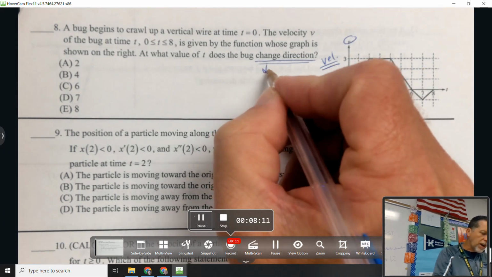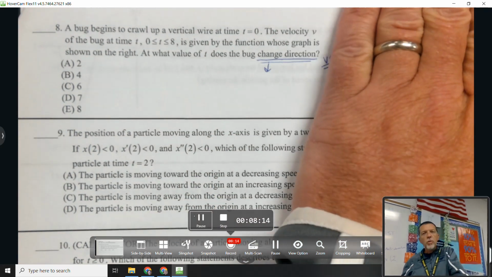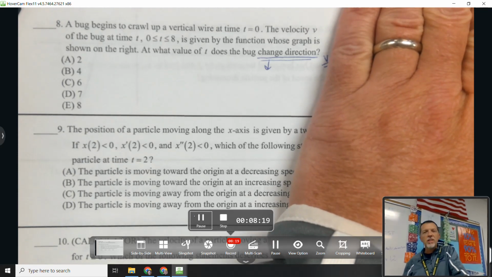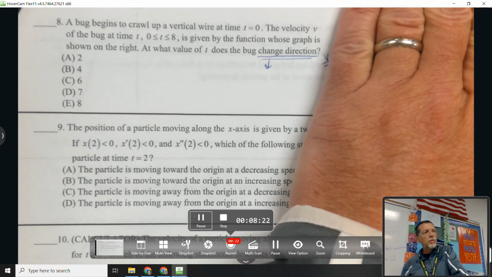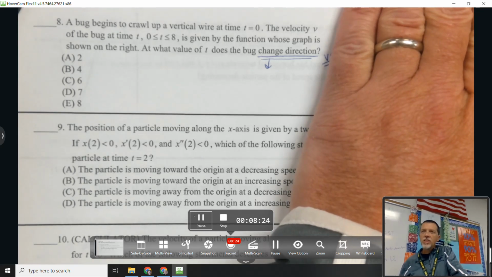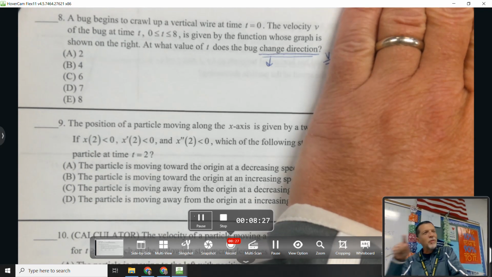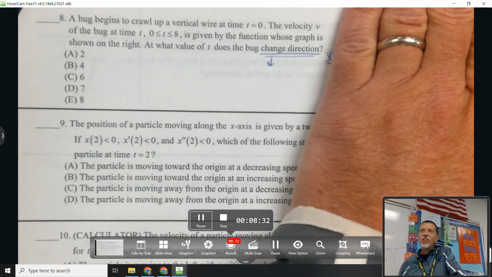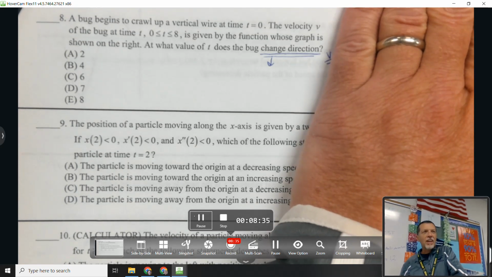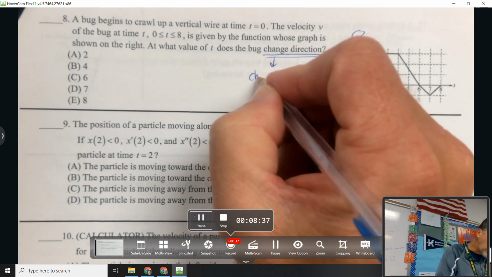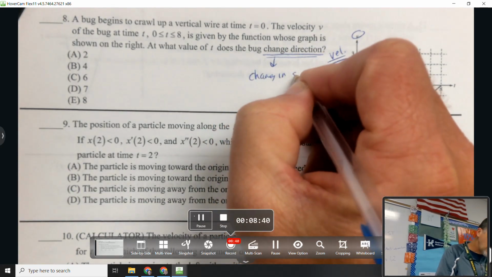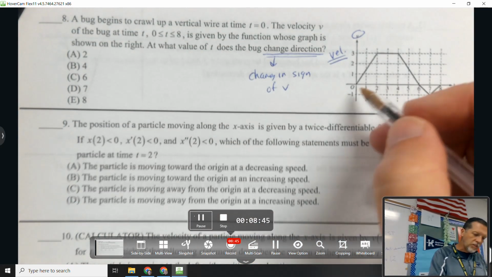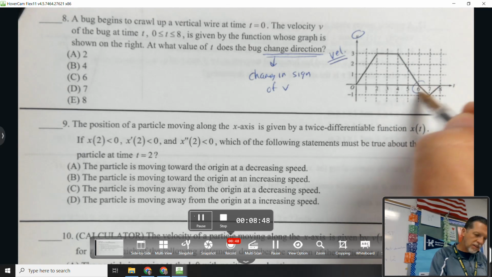Okay, change direction. So forget the picture. What does change direction mean in terms of position, velocity, or acceleration? How would I know a change of direction? What's changing? The sign of v. So I want a change in the sign of v, or v changes signs. So v changes signs at t equals 6.